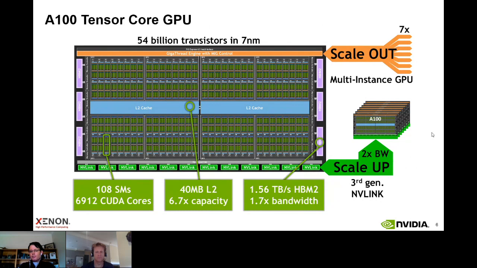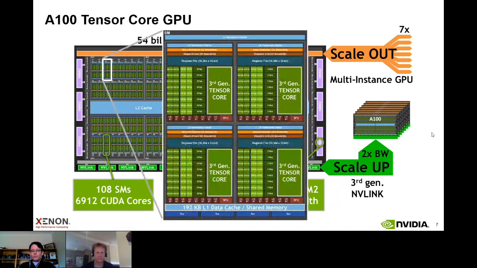And now we can both scale up with the 3rd generation NVLink, which doubles the bandwidth and ties the A100s in the DGX very, very closely together, or we can scale it out with multi-instance GPU. And what's really critical for the deep learning and AI applications are the 3rd generation Tensor cores, which now have additional L1 data cache shared memory and can accelerate the AI and deep learning workloads, as we'll see in the benchmarks in a few slides.